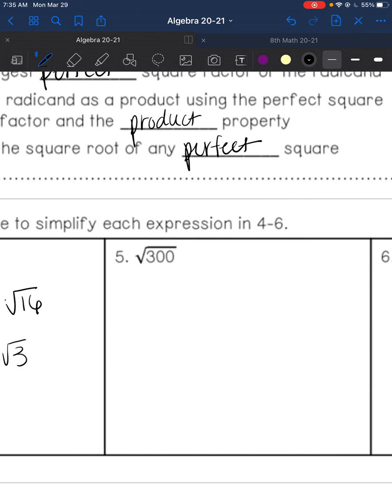The square root of 300. I can already tell that I'm going to have 3 times 100 because 100 is a perfect square and it's not going to get any larger. So square root of 3 times the square root of 100. Simplified down, that would be 10 square root of 3.